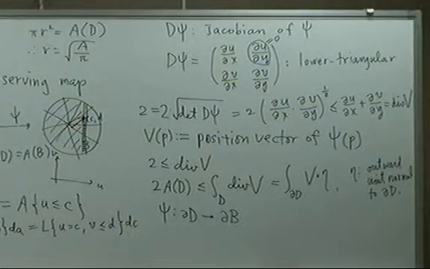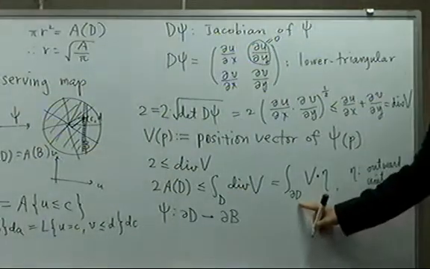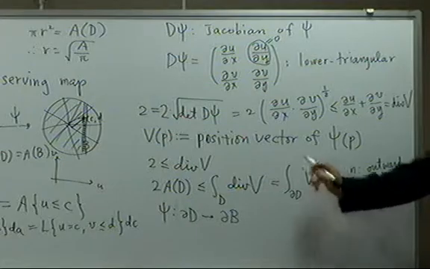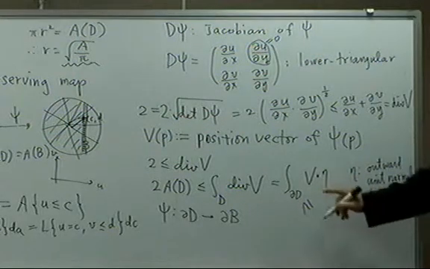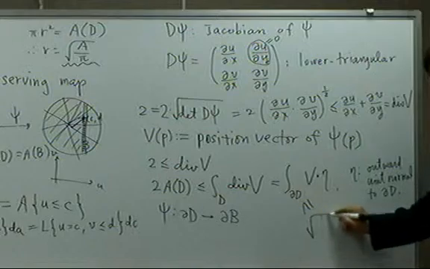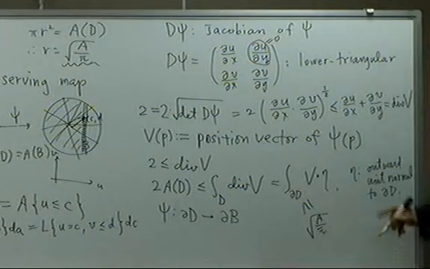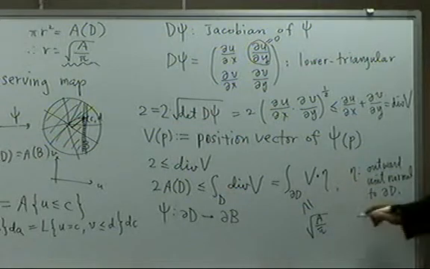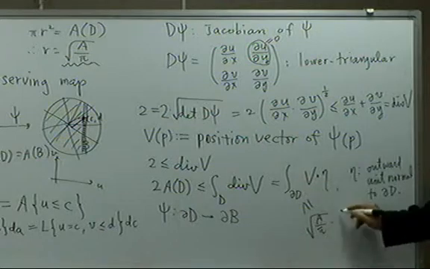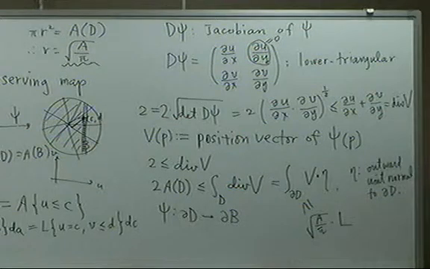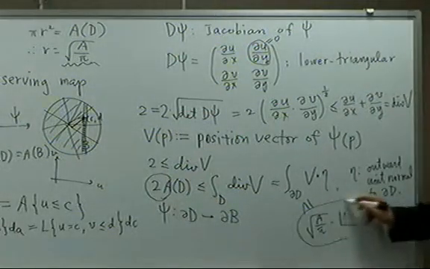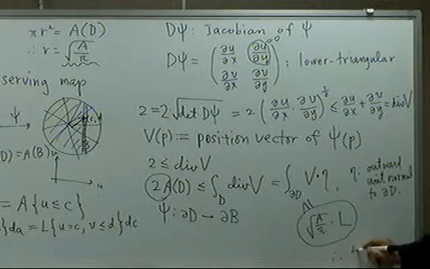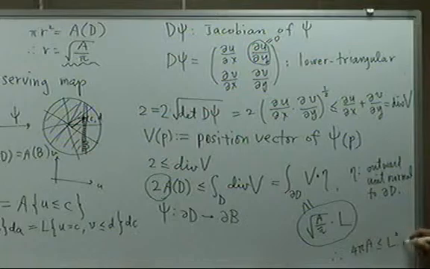Therefore, on this boundary of D, the length of V is always equal to that. So this quantity is less than or equal to the length of V, which is square root of A over pi, times the length of eta, which is 1, times the length of the boundary, which is L. Then combining this left-hand side, which is 2A, with the upper bound, we obtain the desired inequality: 4 pi A is less than or equal to L squared.